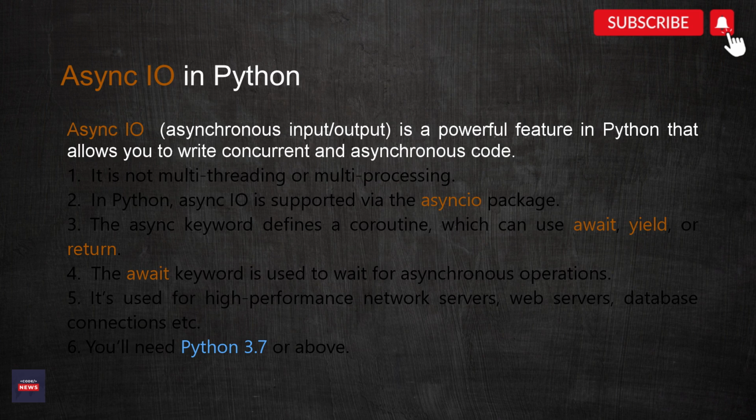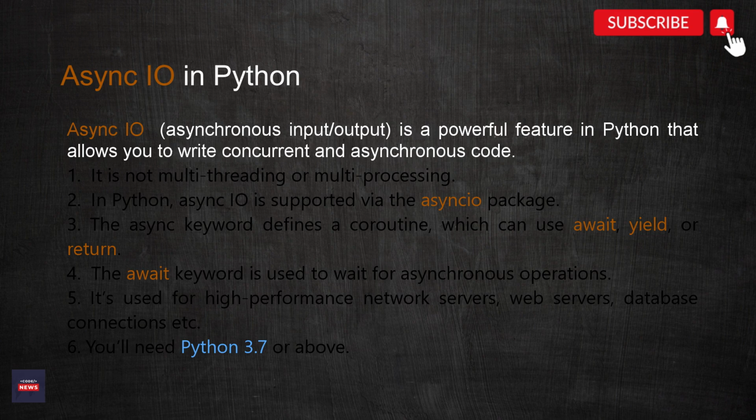The async keyword defines a coroutine which can use await, yield, or return. The await keyword is used to wait for an asynchronous operation. It is used for high performance network servers, web servers, database connections, and many more things. And how to set up Async IO? You will need Python 3.7 or above.